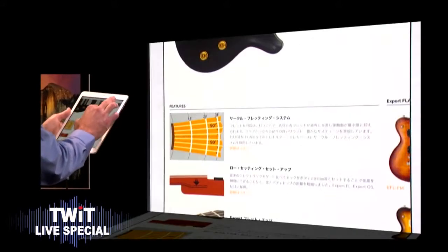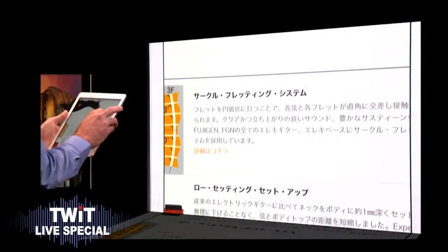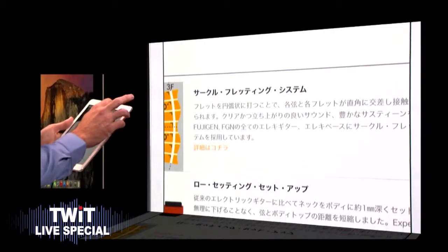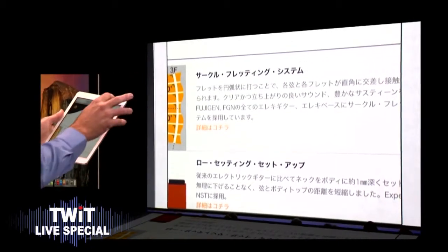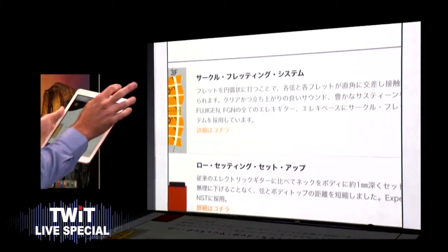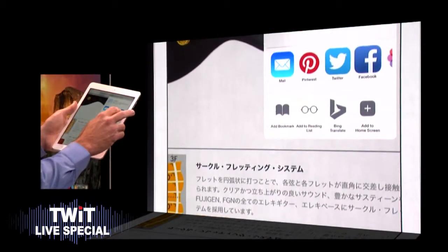I'd like to learn more about it, but you'll notice the text here is in Japanese. Fortunately, I have a Bing translation extension, so I can just bring up my action sheet. And you'll notice here on the second row, Bing Translate. I'm going to tap on that.